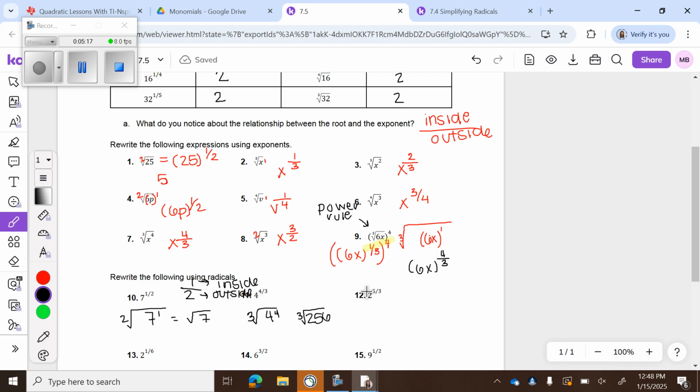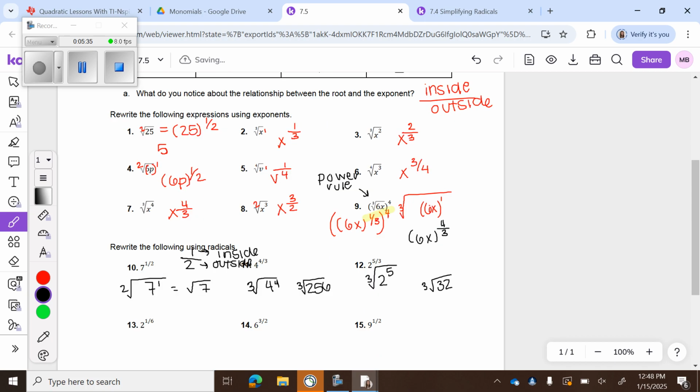All right, number 12. The top stays on the inside, so 2 to the 5th. Denominator goes to the outside. And all you're going to do to make sure, before we keep going, is simplify 2 to the 5th, and you're going to get the cubed root of 32. You're putting 2 to the 5th in your calculator.